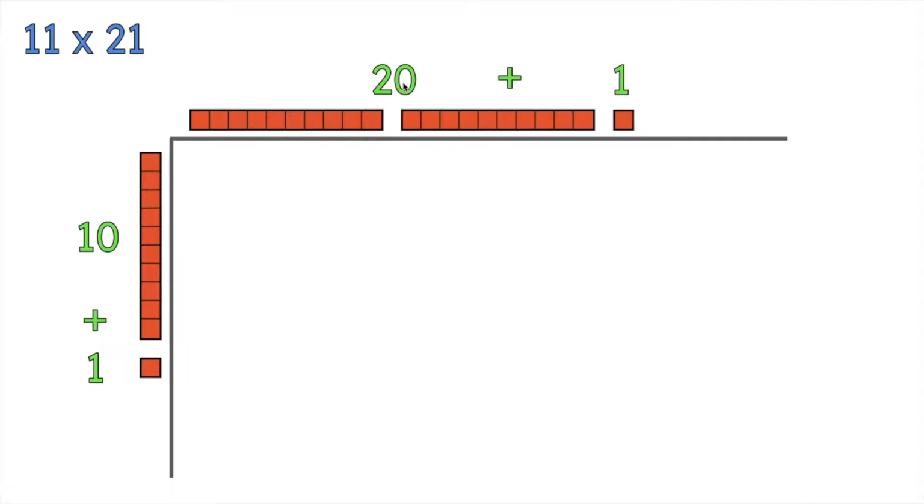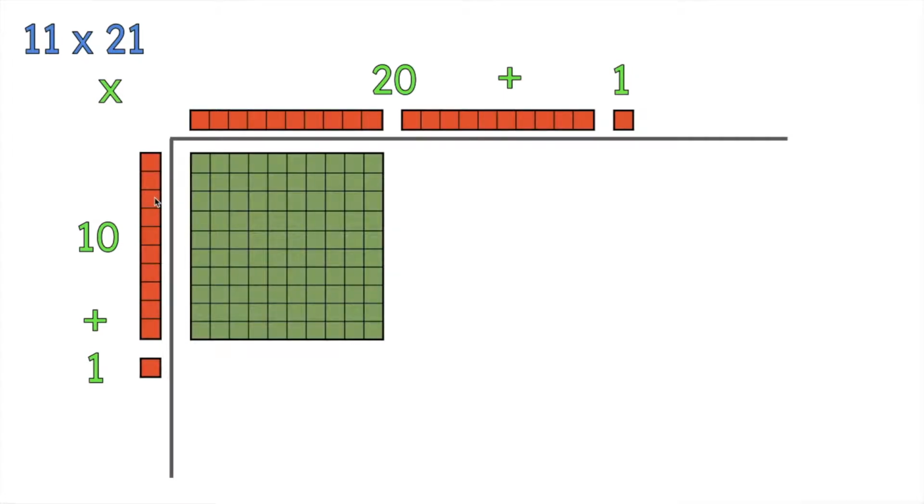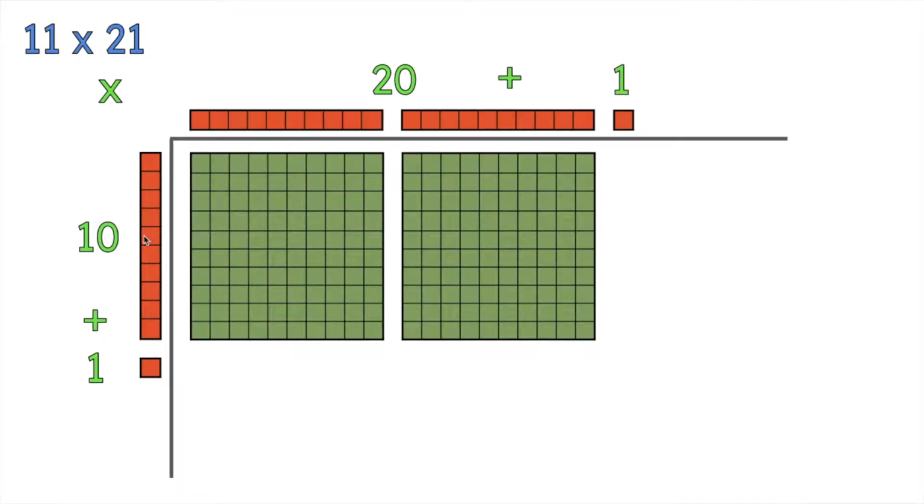Now you might be thinking, I don't know what 10 times 20 is. Well, you might. Let's do it one section at a time. I know 10 times this 10 is going to be 100. And then I know that 10 times this 10 is going to be 100. So 10 times 20 was 200. Check this out. And then we got to do 10 times 1. And that's going to be easy. 10 times 1 is 10.